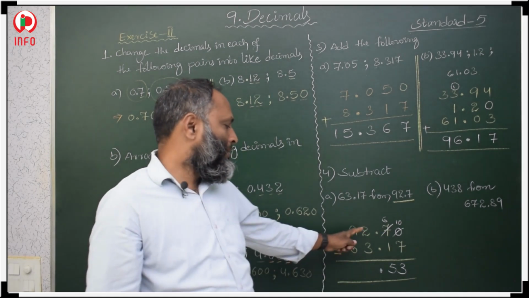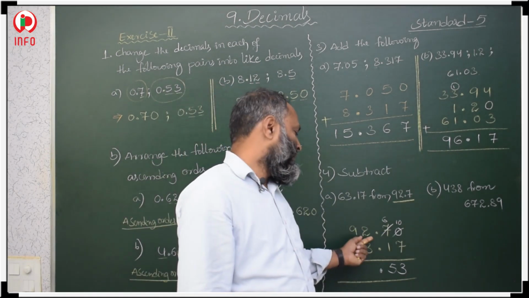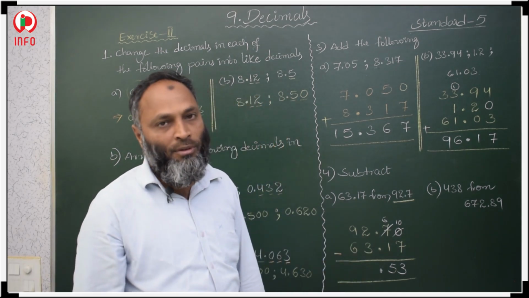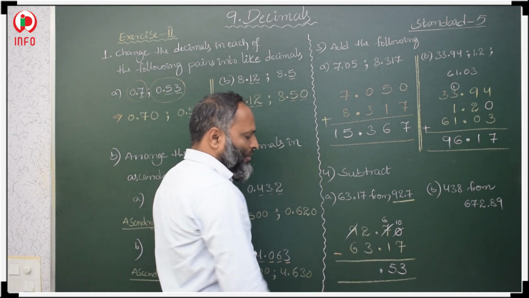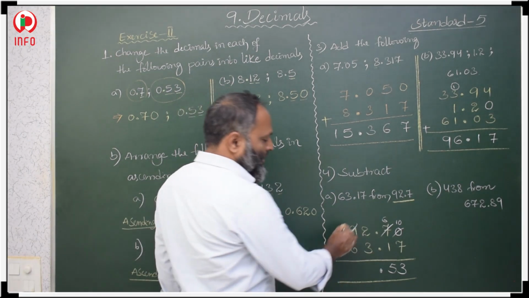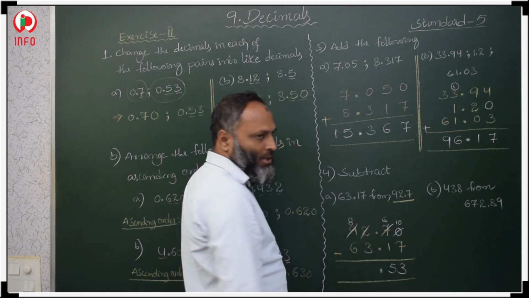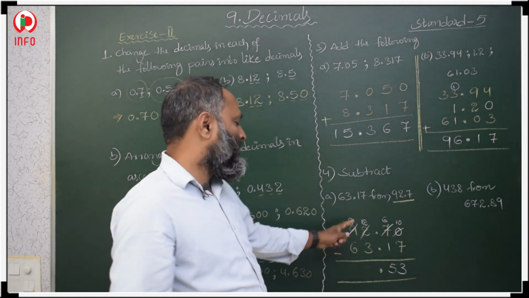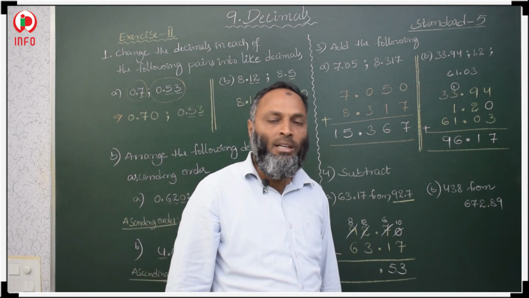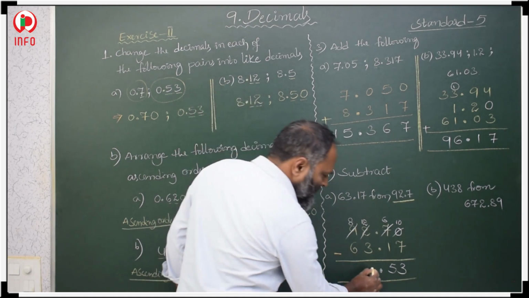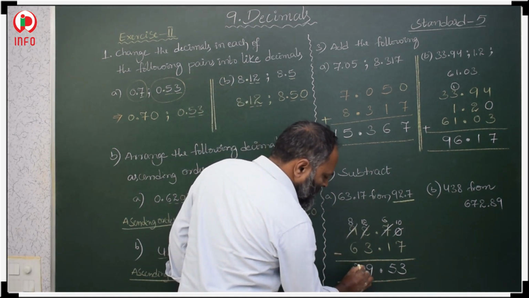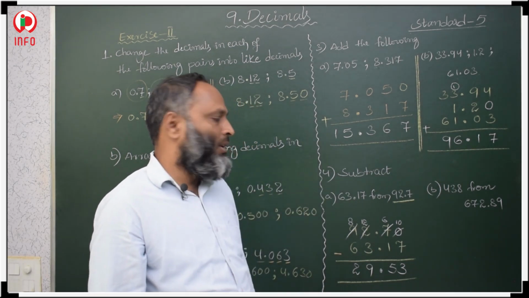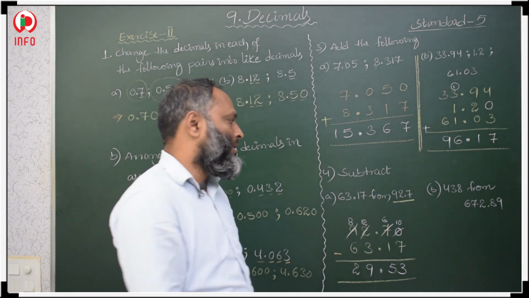And after that 2 minus 3, 2 is the minuend and 3 is the subtrahend. The minuend is smaller, so again we should borrow from the next place. If you borrow from 9, it will decrease by 1, so it means 8. It will increase by 10, 10 plus 2, 12. 12 minus 3 is 9. 8 minus 6, 2. 29.53. Okay. The next question.